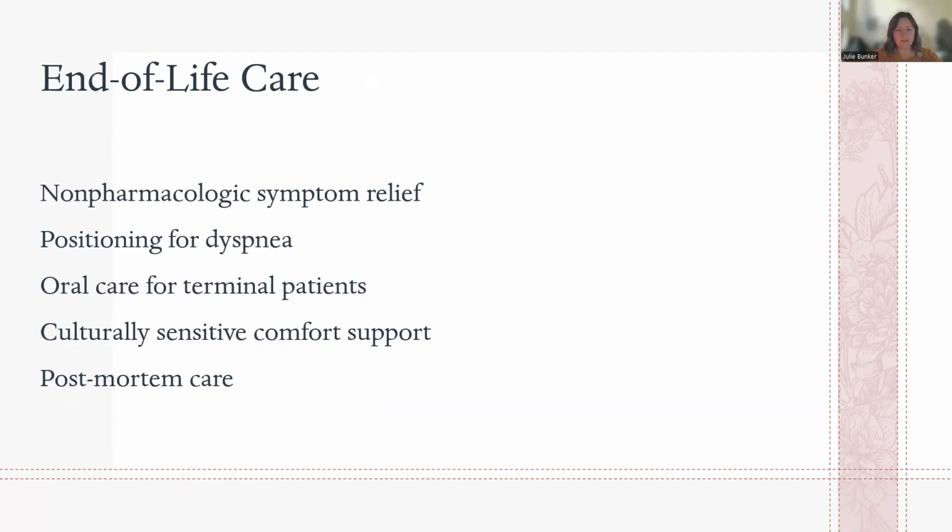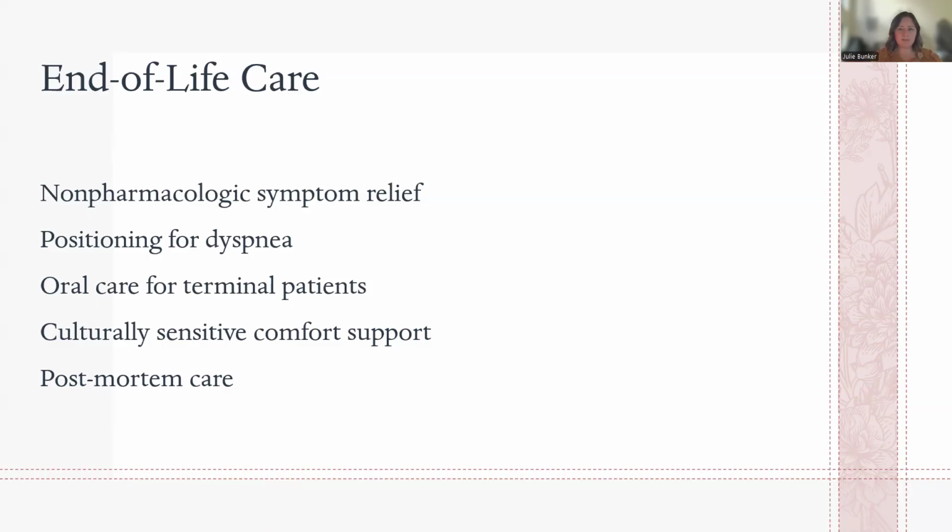Positioning for dyspnea, they can sit up. You can put them in high Fowler's if that will help. They can also be prone if that will help. Again, you can give medications to make them comfortable, all in all. Oral care still routinely every few hours if they have no oral intake. Culturally sensitive comfort support, of course. And post-mortem care, I want to spend time talking about, though.